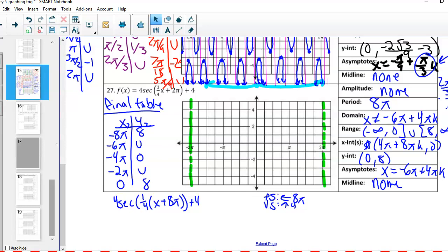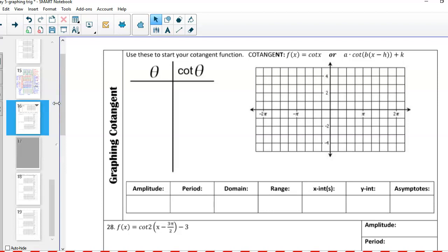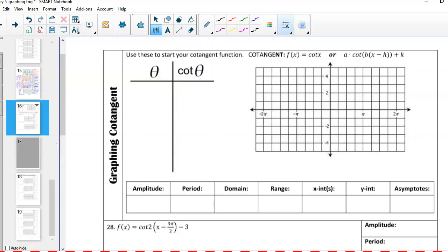All right, last one. I was trying to be enthusiastic because we've been on this. Stop. Yes. And the asymptotes are different.